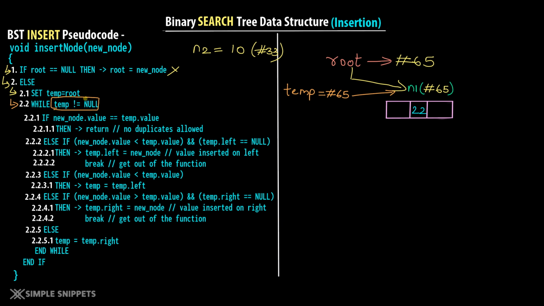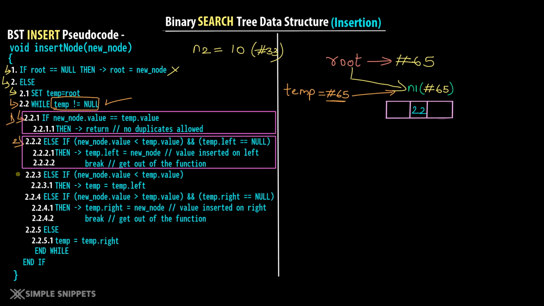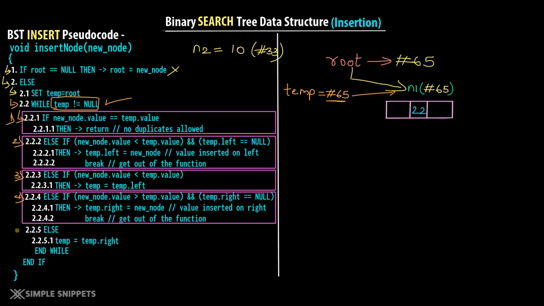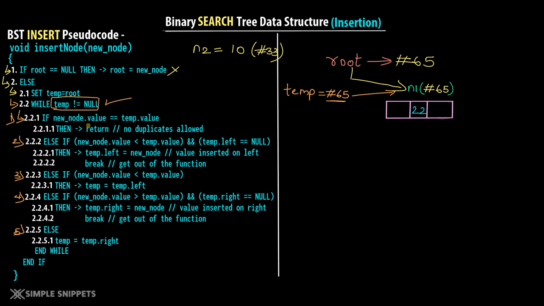So initially, of course, temp is not null, right? Because temp is having the value of hash 65, which means temp is not null. So this condition becomes true, and now we will go inside the while loop. Inside the while loop, the very first statement itself is a condition, which is 2.2.1. Now there are 5 different conditions basically. So this is 1, 2, 3, 4, and the else is the fifth part. So there are 5 main conditions when it comes to insertion.